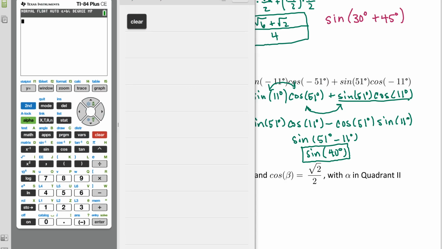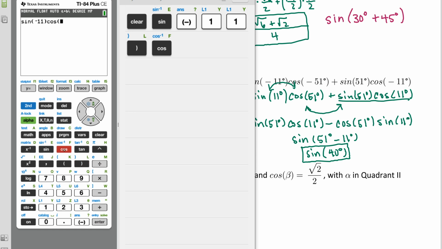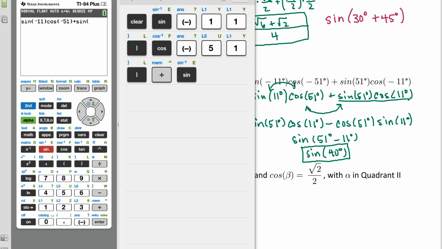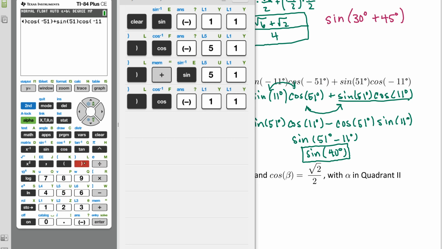So I'm still in degree mode. What I want to do is begin by typing in the original problem without any changes. So we had sine of negative 11, cosine of negative 51. Make sure you close parentheses on all those arguments, times sine of 51, cosine of negative 11. So I'm looking at the original problem without making any changes in case I've made a mistake somewhere along the way.